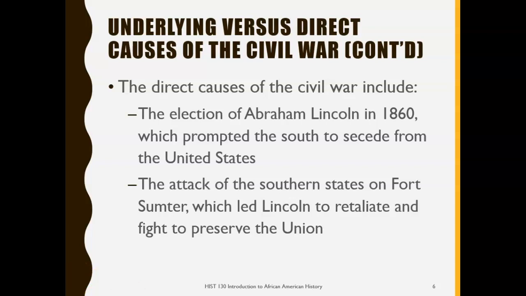So the direct causes, like I said earlier, include the election of Abraham Lincoln in 1860, which prompted the southern states to secede from the Union. And as soon as they seceded from the Union, they tried to make sure that the territory was secure. So this led them to attack the Union fort at Fort Sumter, which is in South Carolina and in the port of Charleston. So this led Lincoln to retaliate and fight to preserve the Union.